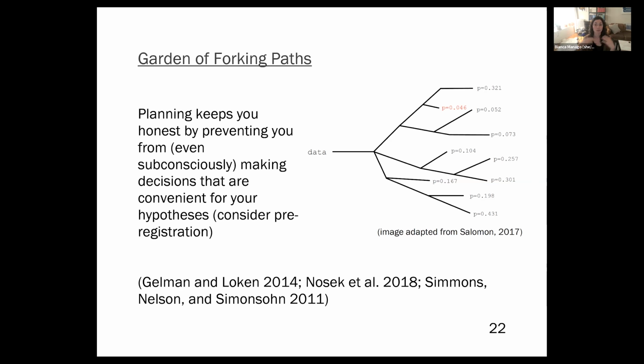But if we're not forcing ourselves to reckon with what we originally thought, we might not be motivated to do that. So planning keeps us honest, makes us think about what our actual decisions are. And there are a lot of psychologists that explain why our brains do this to us and why, even though we try to be honest and good researchers, we have these other motivations as well.